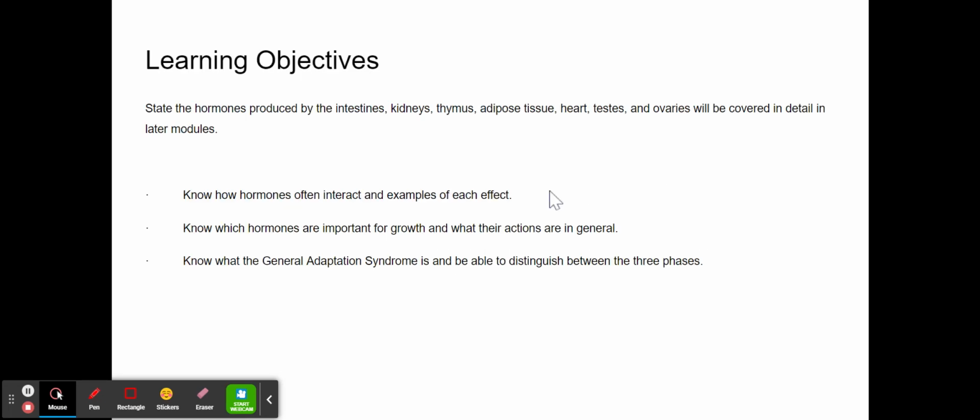As always, here are the learning objectives for this one. You have an overarching learning objective here, which is to state the hormones that are produced by the intestines, kidneys, thymus, adipose tissue, heart, testes, and the ovaries. We're going to talk in greater detail about a lot of these as we get into the units that cover these specific organs and tissues, but we do want to highlight them because they do have endocrine functions, at least here in this chapter.